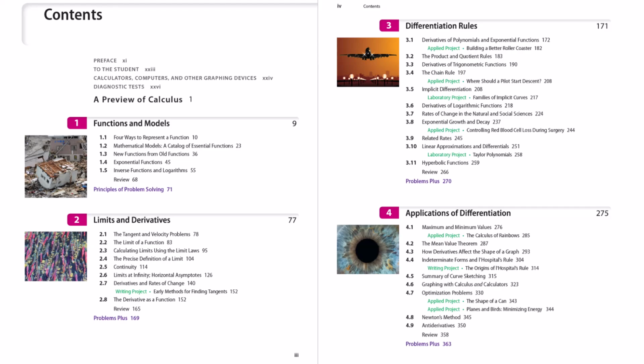We're continuing with Chapter 3. In this video, we're going to go through Section 3.10, Linear Approximations and Differentials.